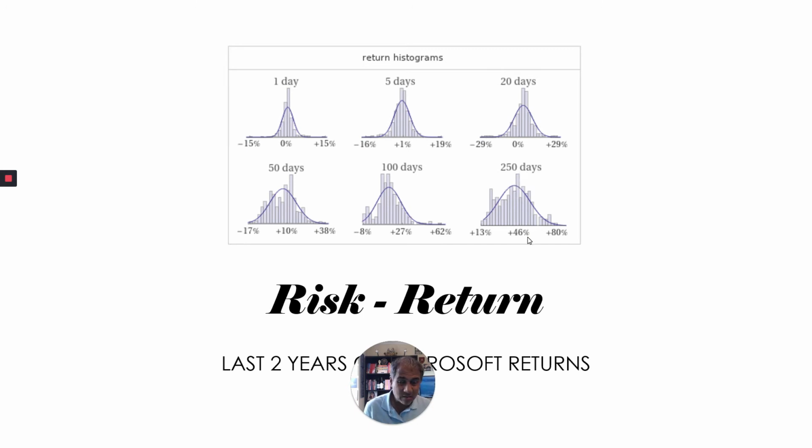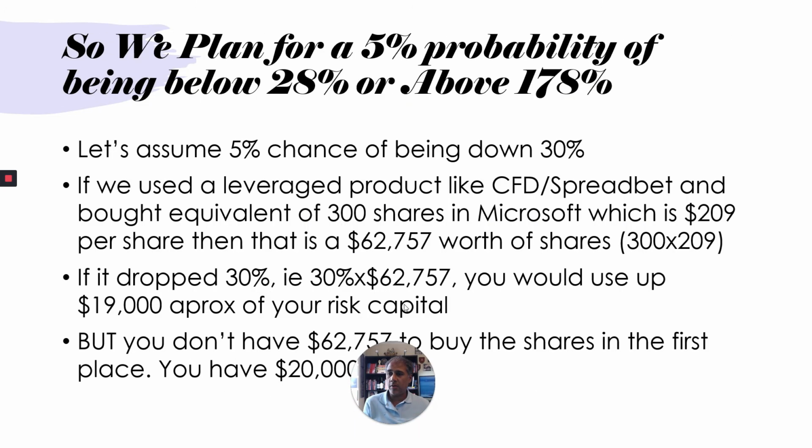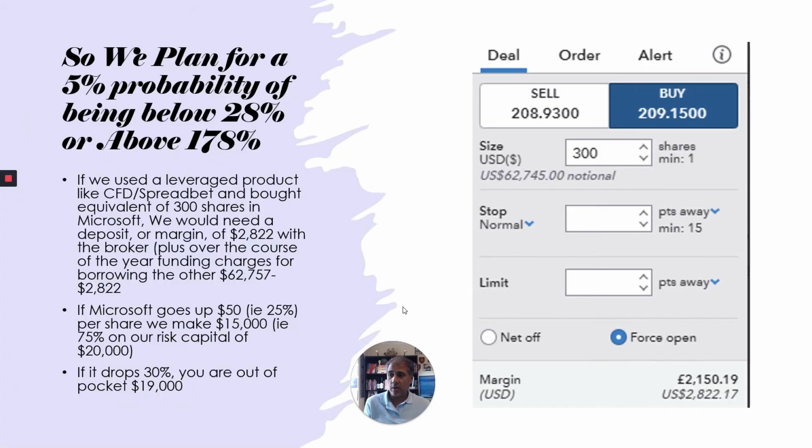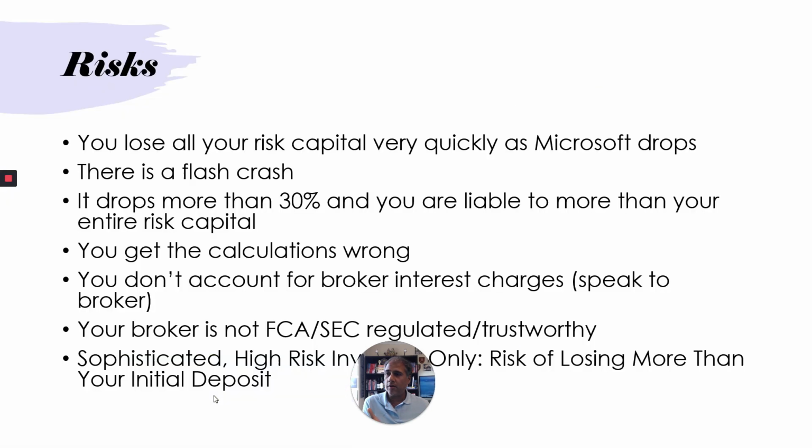So what are the risks? Why should we not do this? Well, here are some of the risks. You lose all your risk capital very quickly as Microsoft drops. There could be a flash crash. It could drop 50%. It drops more than 30%. You're liable to more than your entire risk capital because you didn't have time to exit. You lost all your money, or you thought, oh my God, this small probability is actually happening now. That's how hedge funds go bust, because small probabilities happen. That's how banking crises happen. That small outlier actually happens.